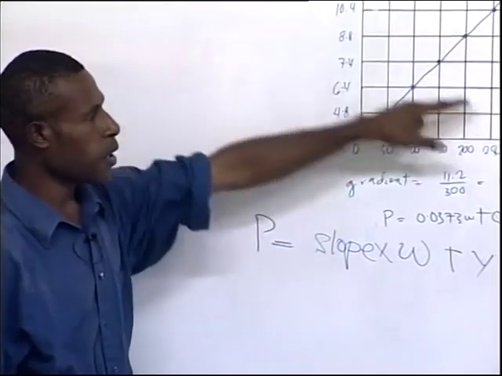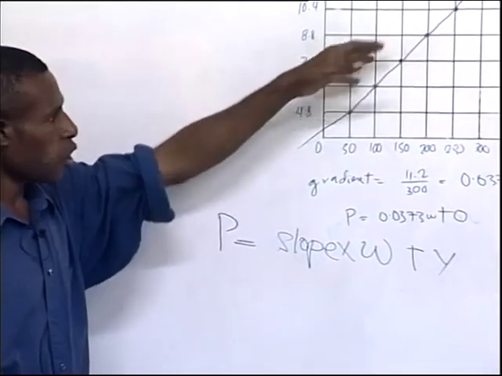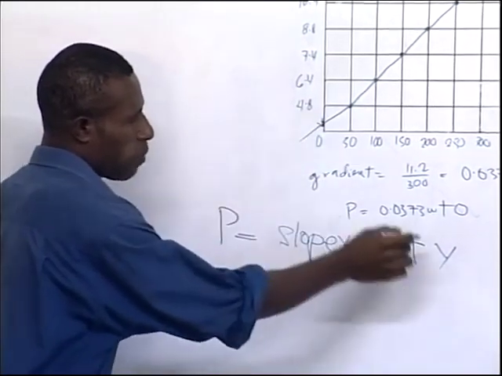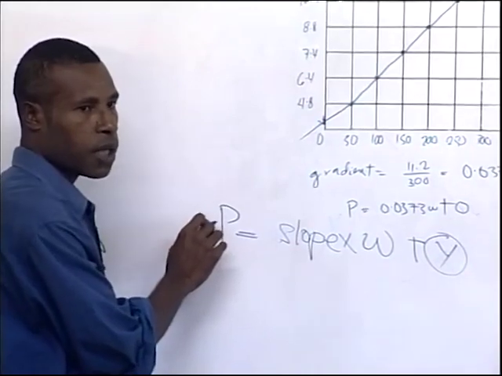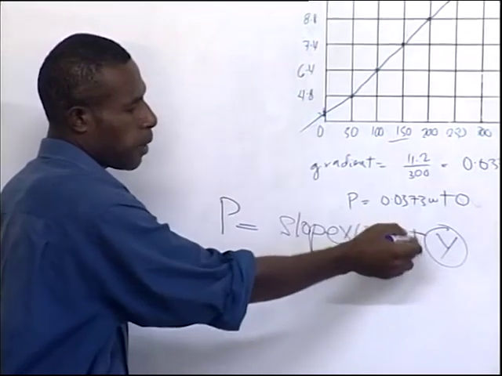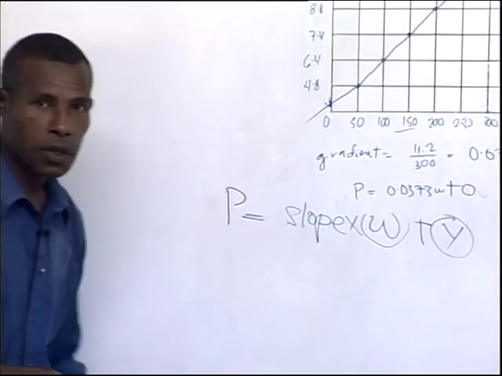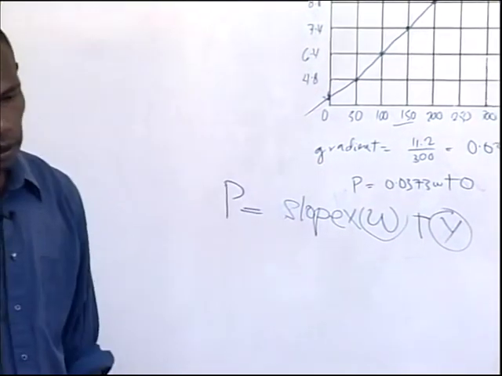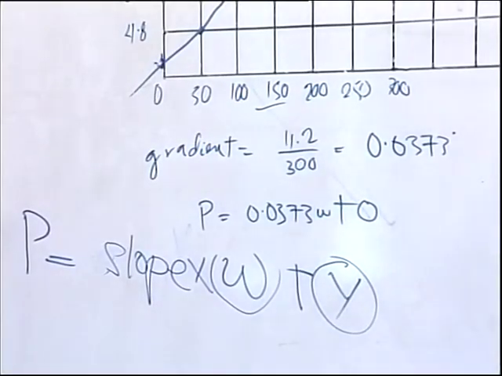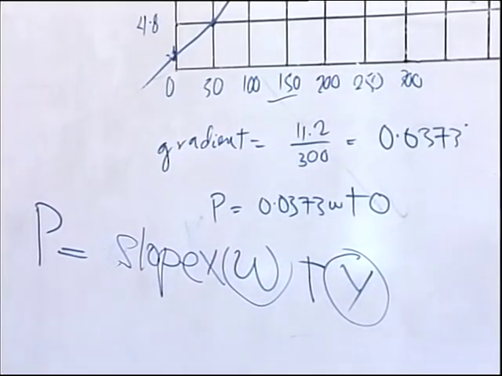For P against W, those are the points here, and then you can draw a line of best fit, and where it crosses is simply the y-intercept. Working out the equation for this, P equals slope times this variable plus a y-intercept. So that is how you can come up with the formula relating P and W. Anyway, you can go through this information again in your own time.